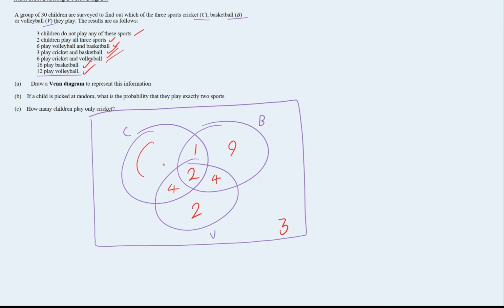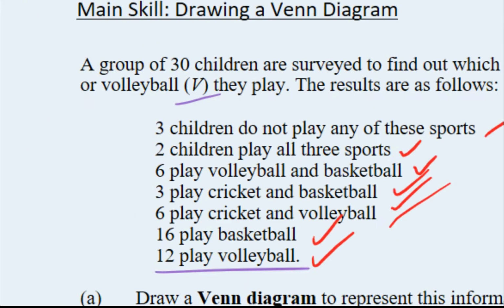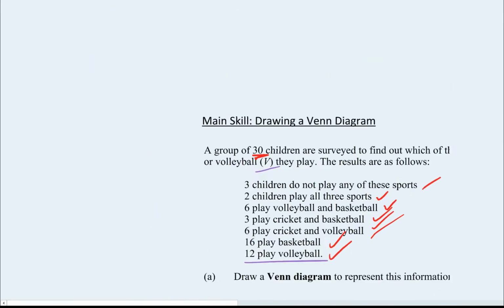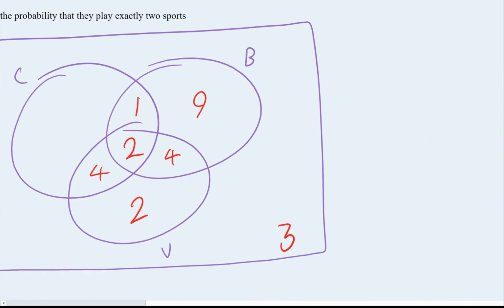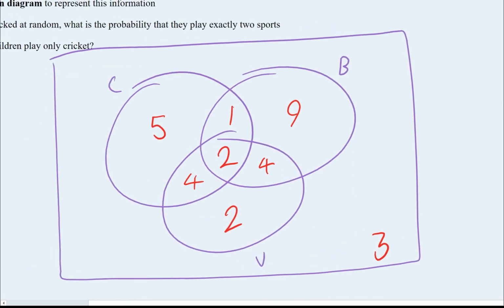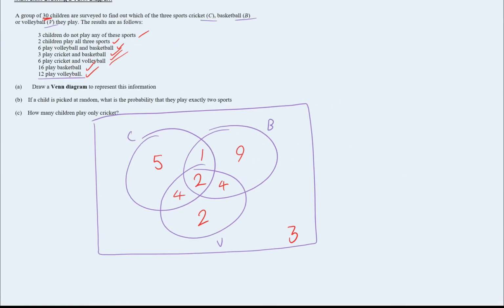And we're missing 1 number here, but we are also told that a group of 30 children is surveyed. So we know that all these numbers must add up to 30. So we have 9, 10, 14, 16, 20, 22 and 25. That means I'm missing 5 towards my total of 30. And that's your Venn diagram drawn. That is part A done.